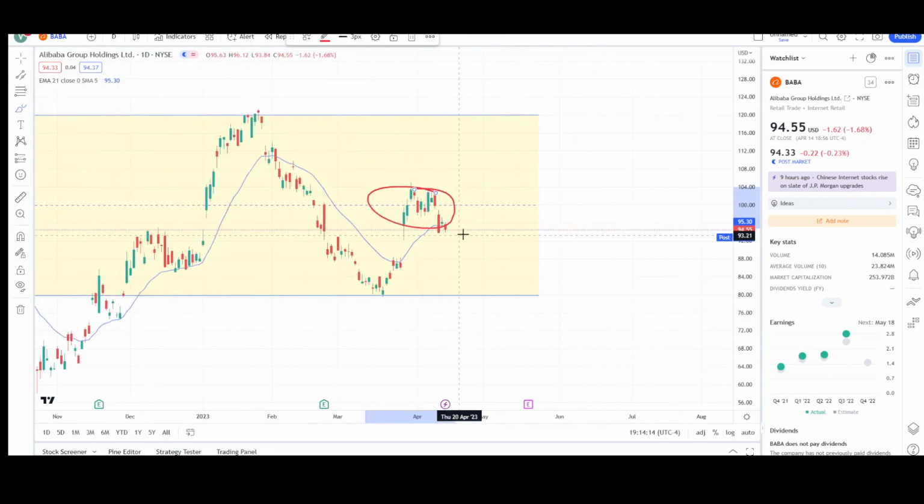I want to see Baba stay above this EMA and rocket up higher. But if it's not doing that, then what it's trying to do is the opposite, which is go down, fill in this gap, and retest its lows. So we'll have to wait and see.